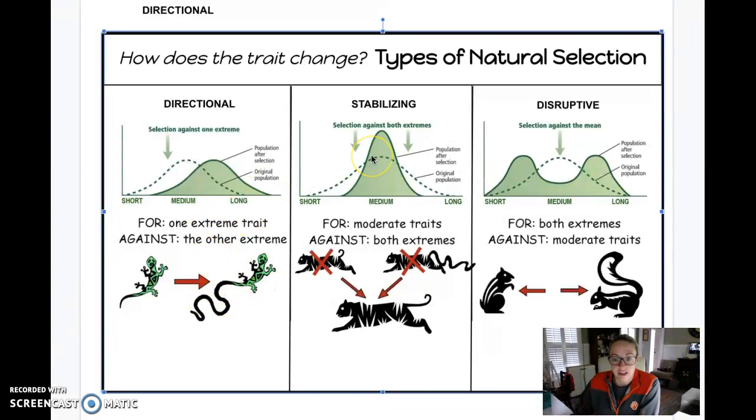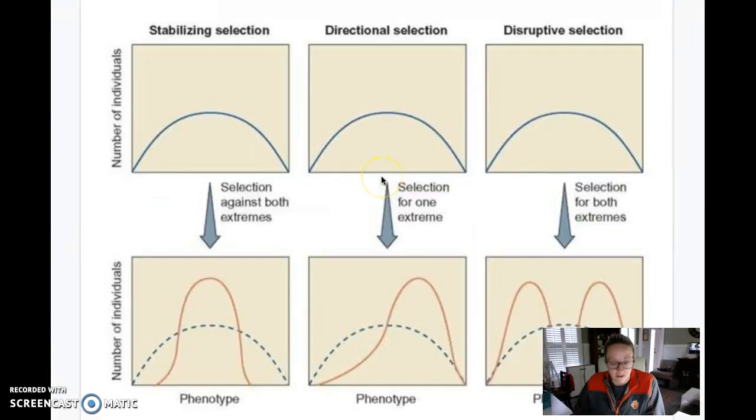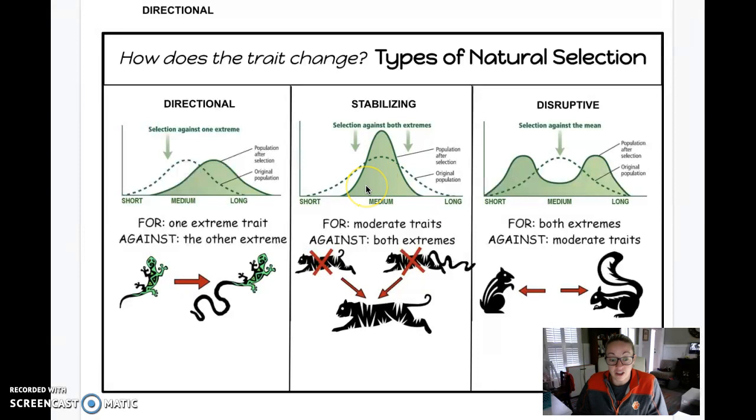If we look at the stabilizing again, the dashed line is your original population, what you're starting out with, where it's favoring the average. But we also have higher sides on the short and the long. If both extremes are selected against, that area squishes in and causes that average trait to have a higher frequency. So this is stabilizing, where the average, the intermediate, is best.